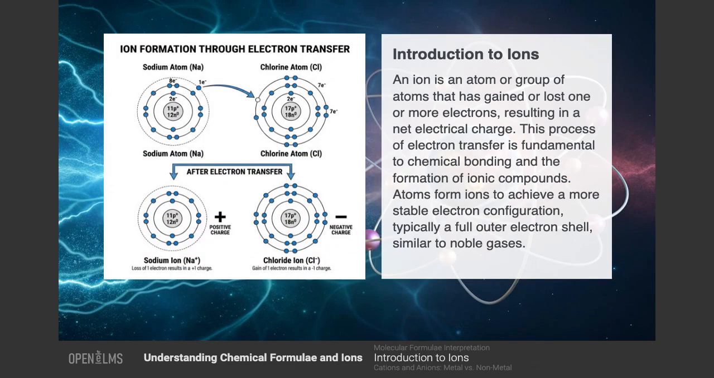Introduction to ions. An ion is an atom or group of atoms that has gained or lost one or more electrons, resulting in a net electrical charge. This process of electron transfer is fundamental to chemical bonding and the formation of ionic compounds. Atoms form ions to achieve a more stable electron configuration, typically a full outer electron shell, similar to noble gases.